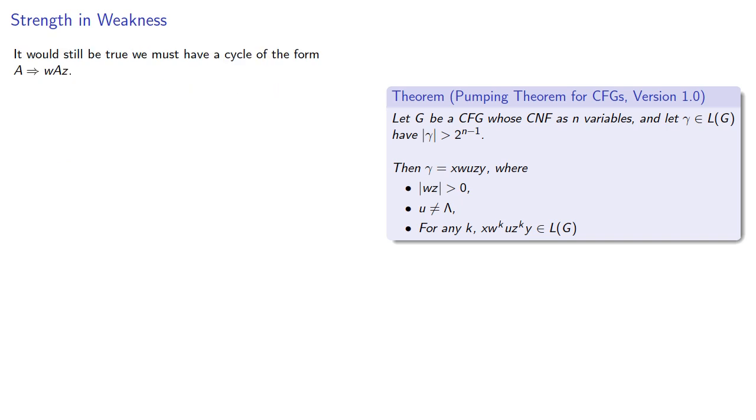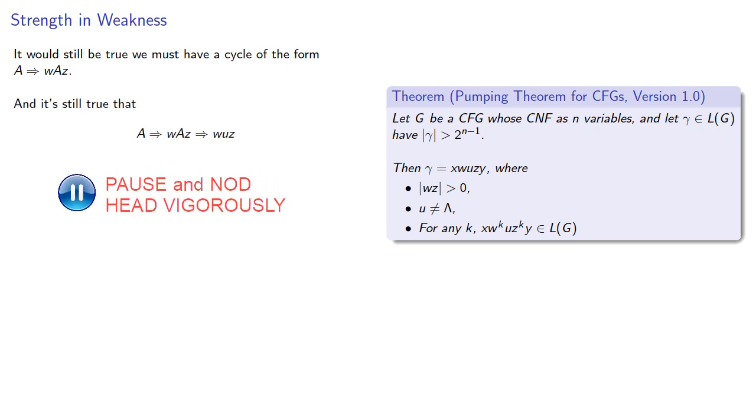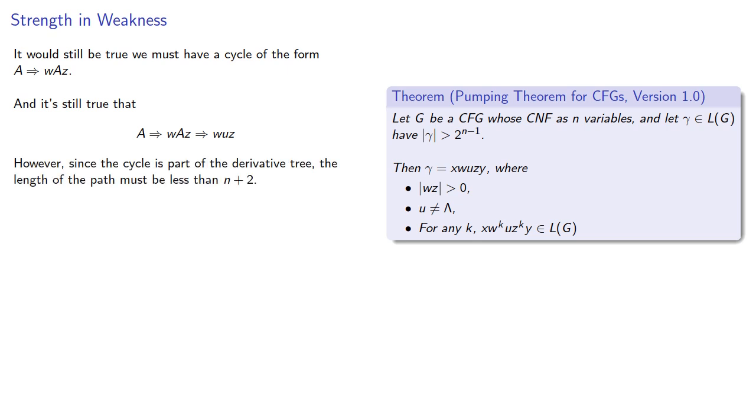Now, it would still be true that we'd have a cycle of this form, and it's still true that we'll get this. However, since the cycle is part of the derivation tree, the length of the path must be less than n plus 2. Which means the length of the pumping portion has to be less than or equal to 2 to the n, and this allows us to state a different version of the theorem.